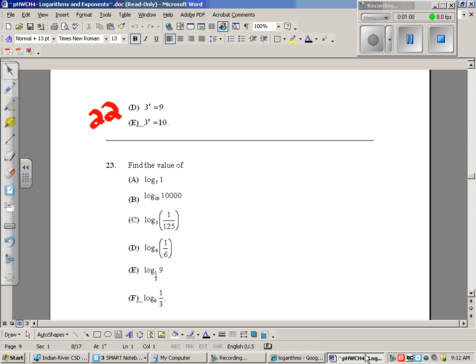It says 3 to the x equals 9. And of course, in your own mind, my guess is you're thinking, I know what that is. I can easily say that 3 to the second power equals 9. But then when you proceed to E and it says 3 to the x equals 10, a question mark kind of goes up and you're like, well, I know it's more than 2 because 3 squared is 9, so it must be more than 2.